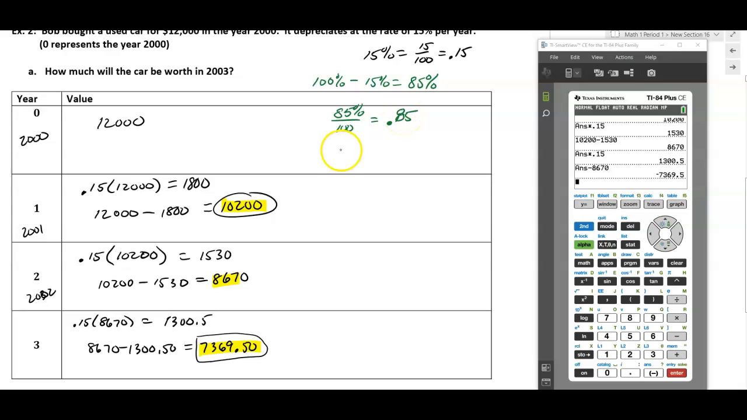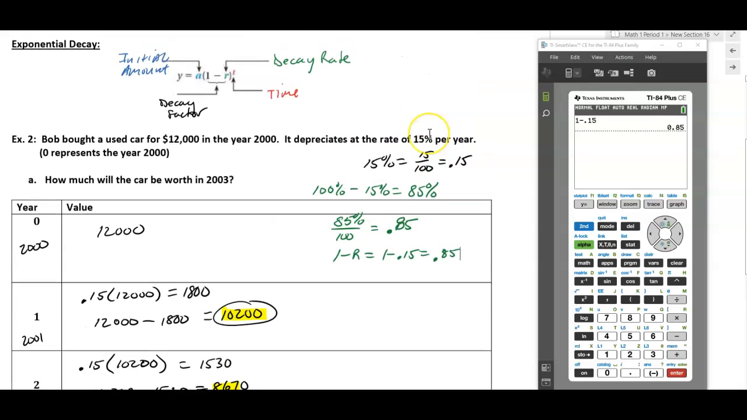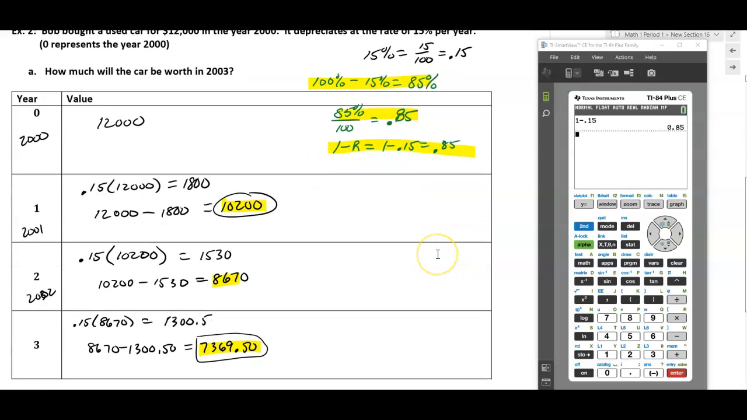That is the same as if I took 1 minus the rate, so 1 minus 0.15. If I go to my calculator here, 1 minus 0.15, notice what you get, 0.85. So when we go to the formula up here, that 1 minus r, this is what we're doing here. This is basically what we're trying to figure out.